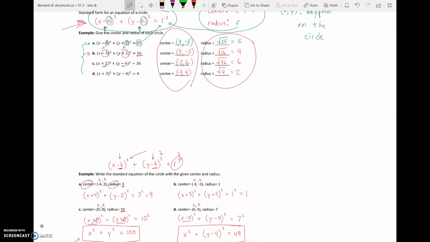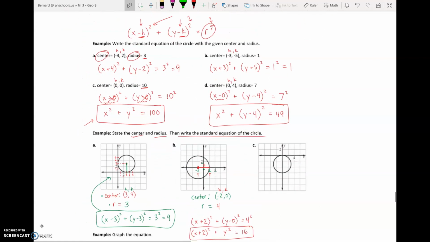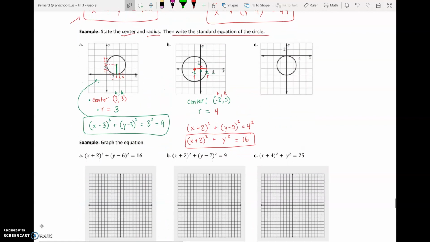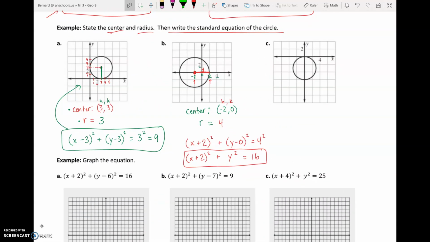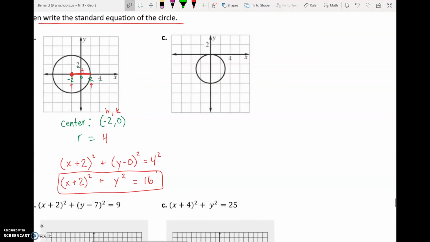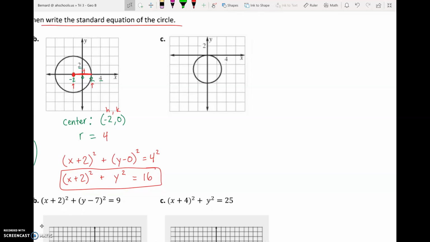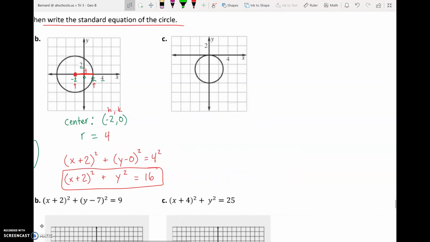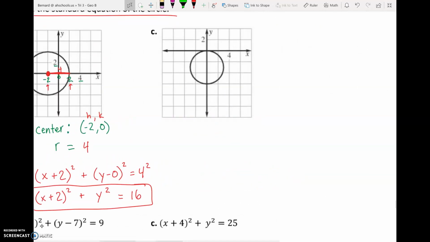We identified those things in the first example, and then we used those things to write equations in the second example. And now we're trying to look at the picture of a graph in order to identify center and radius and write equations as well. And so if we need to write the equation, we need center and radius. And so that's where we're going to start in these three examples, A, B, and C. We already did A and B, so let's go to C.